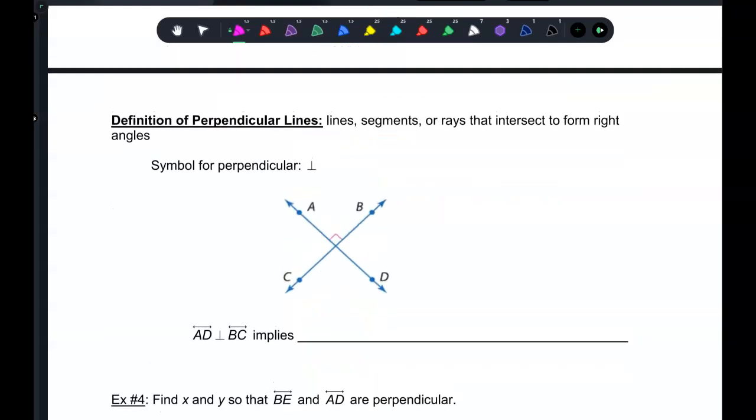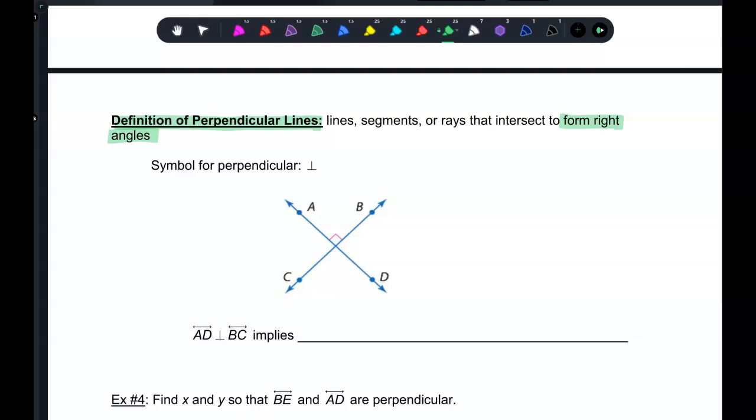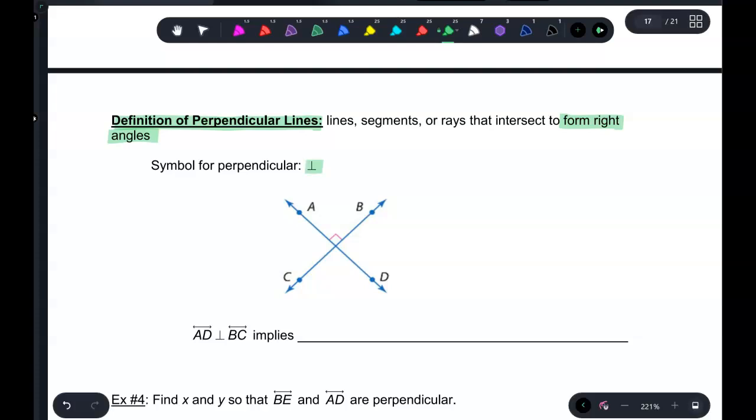Okay, last definition is going to be perpendicular lines. That should be familiar, yeah? Okay, so perpendicular lines, from a geometric standpoint, all you need to remember is they make right angles, okay? What symbol do we use? We use an upside down T. So that's the symbol that we use here.